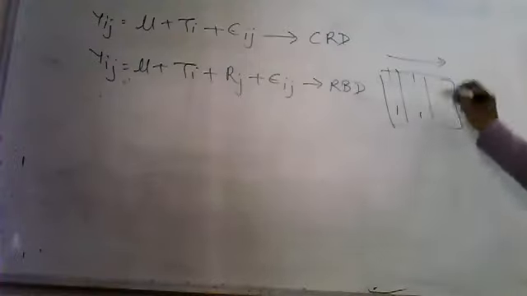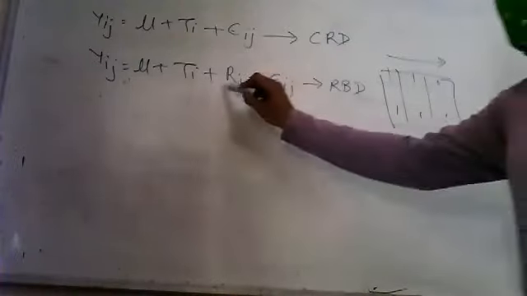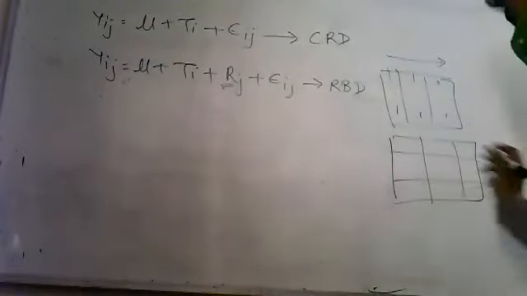We have added replication, क्योंकि हमने क्या किया है इसमें, we have done perpendicular blocking, so this is another source of variation we have added, Rj, okay. In LSD, what we are adding, in addition to column, we are adding rows, okay.